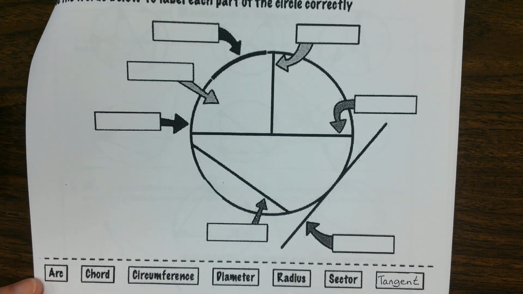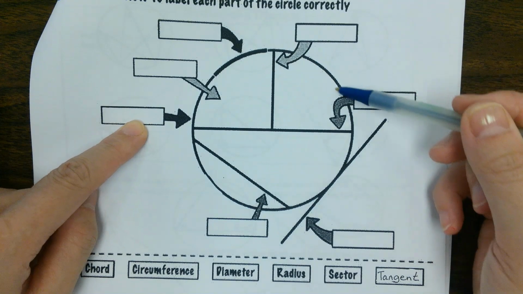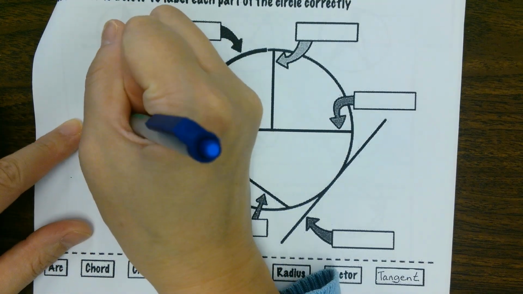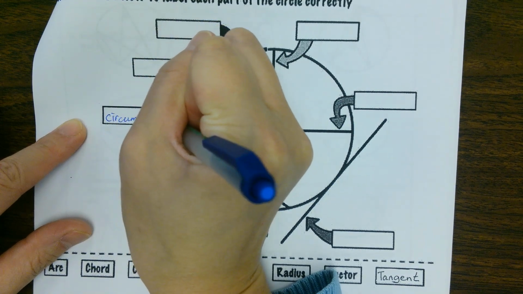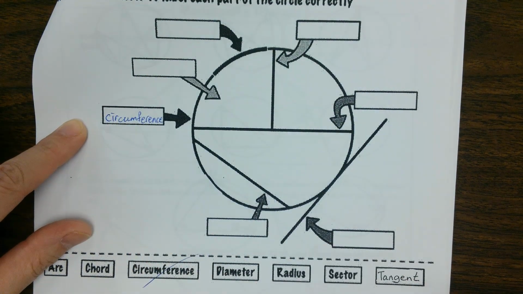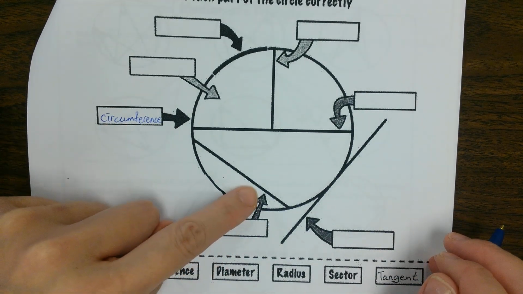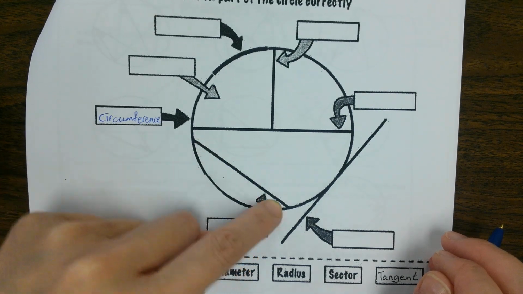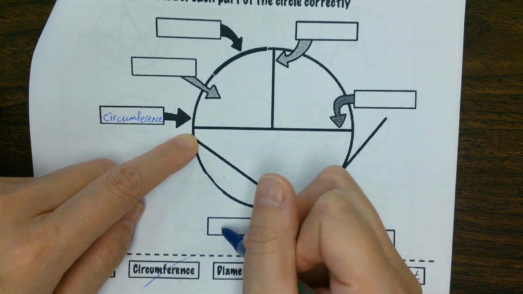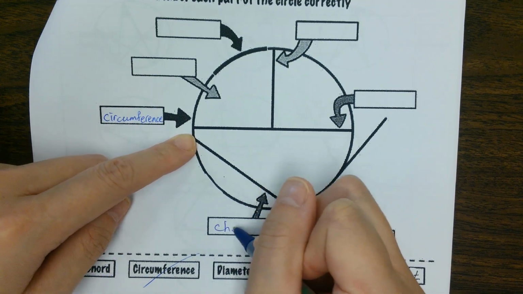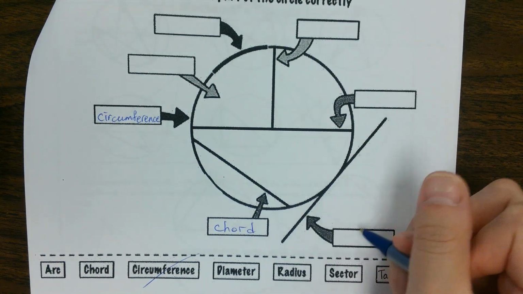Okay. So what is this one? It's pointing at the whole circle. Circumference. Good. Circumference. Okay. Since there's a word bank, you better not spell it wrong. Okay. This one. A chord. Okay, so it touches the circumference at both ends, so that's a chord. Okay, the line outside that touches one point, tangent.